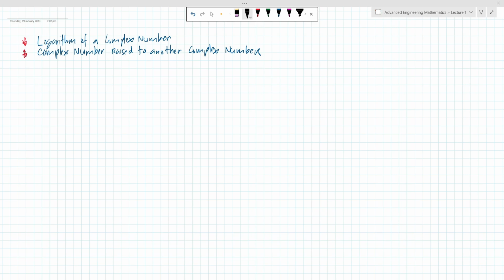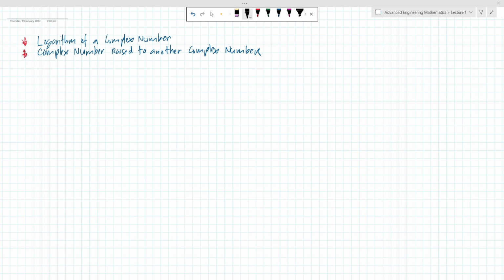Alright, so in this video, we will talk about how to find the logarithm of a complex number, followed by evaluating an expression containing a complex number raised to another complex number. Okay, so let's start with the topic, logarithm of a complex number. By the way, in this topic, we will result into two special cases. So, what are those?